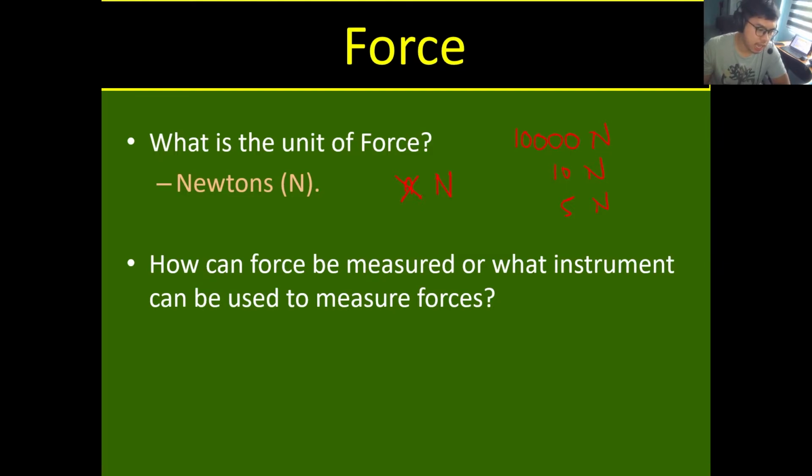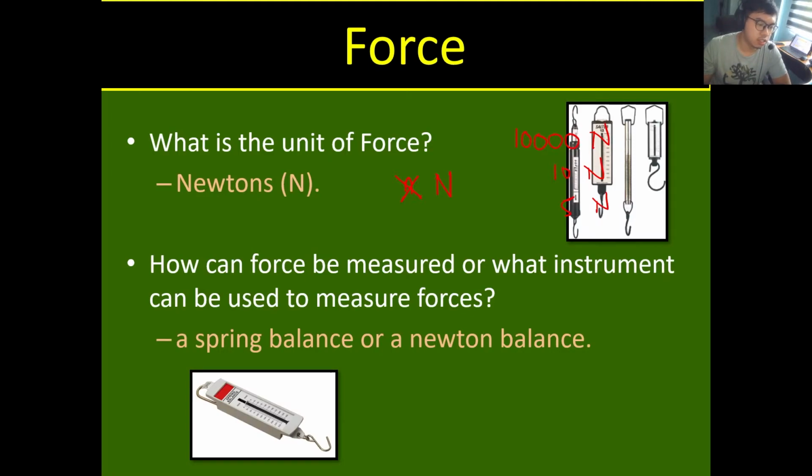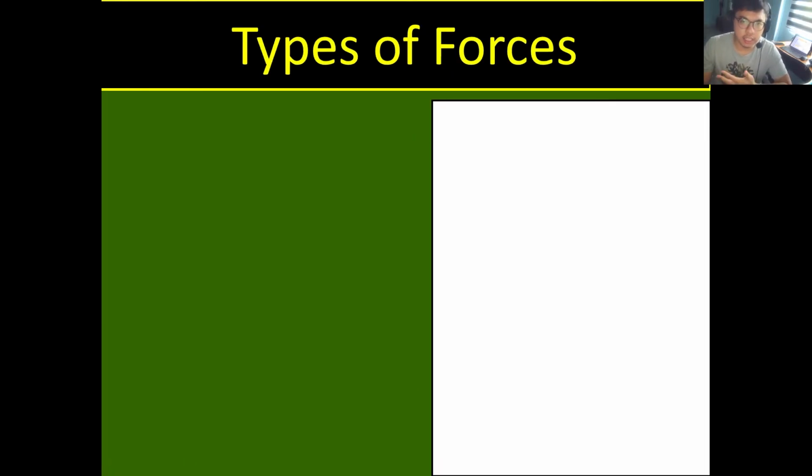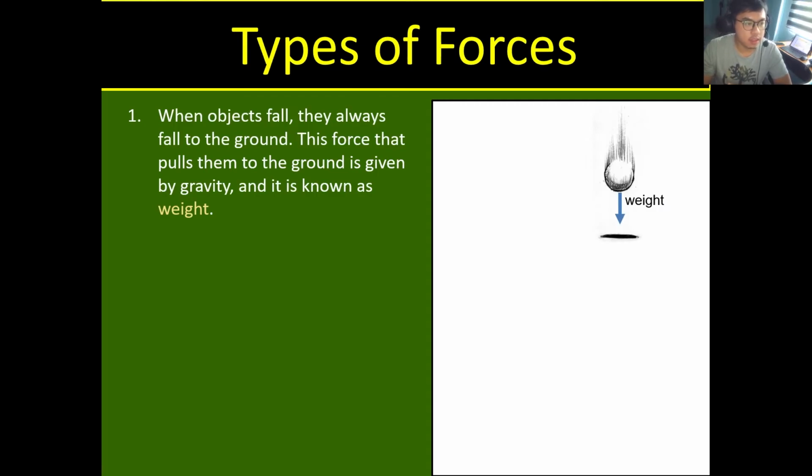The instrument or device that we use to measure forces is called the spring balance, or otherwise known as the Newton balance, as you can see from these pictures here. Now, there are a lot of different kinds of forces depending on where they are coming from. When objects fall, they always fall to the ground. This force that pulls them to the ground is given by gravity, and this force is known as weight. Sometimes we also call this the gravitational force or gravity.